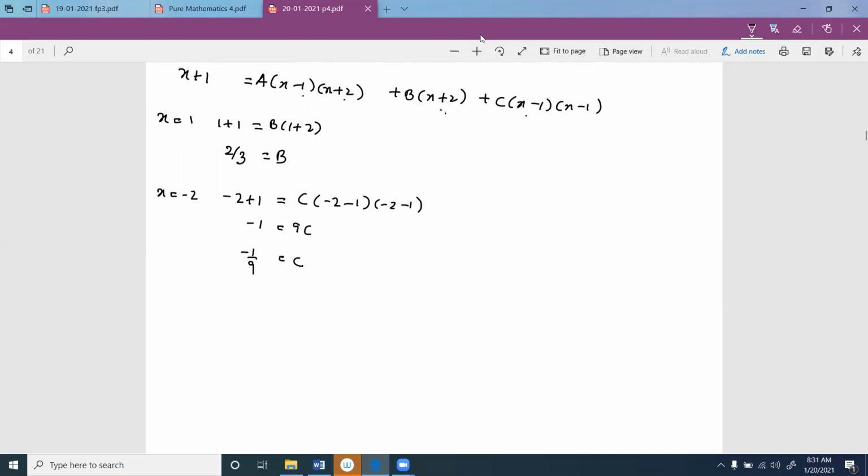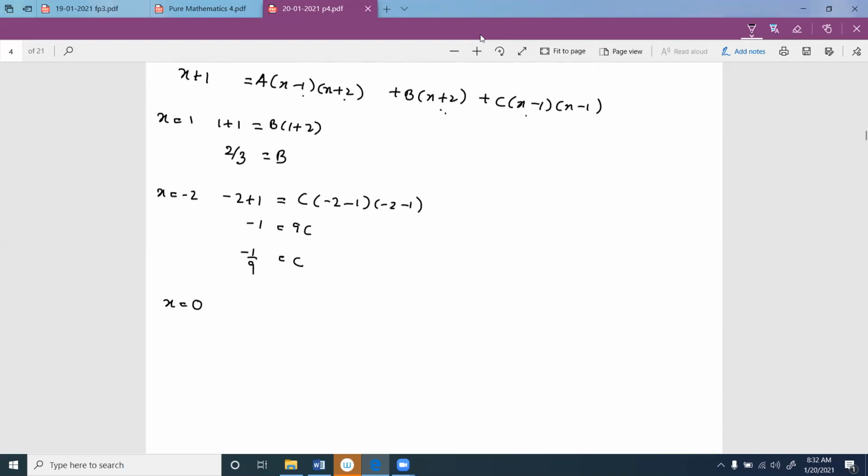To find A, there are no common terms that come across with B and C. In that situation, you can substitute any figure for this question. You can put any value except 1 and minus 2, which are already used over here. The easiest way is to put x equals 0. If a value is used in a previous step, you cannot use it here, so use a different figure.